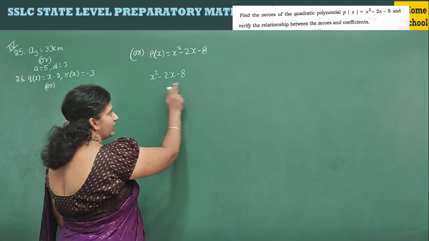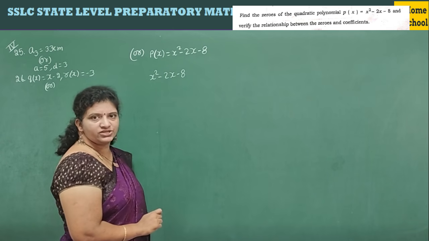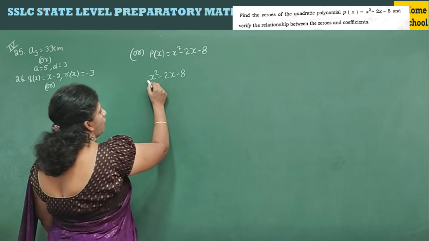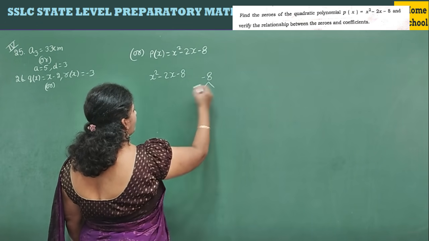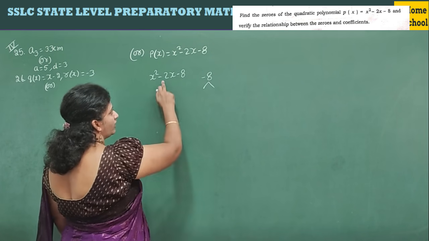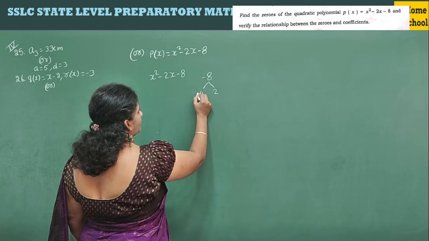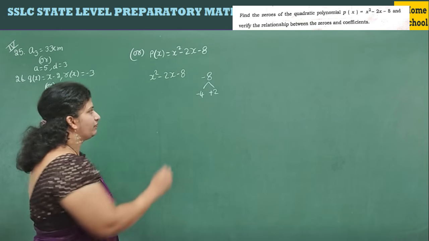Rewrite the polynomial again. X square minus 2x minus 8. By factorization method, we are going to find the zeros of the polynomial. 1 into minus 8, minus 8. So what are the factors for minus 8 in order to get minus 2? 4 2s are 8. Here minus 4 plus 2, you are going to get minus 2.